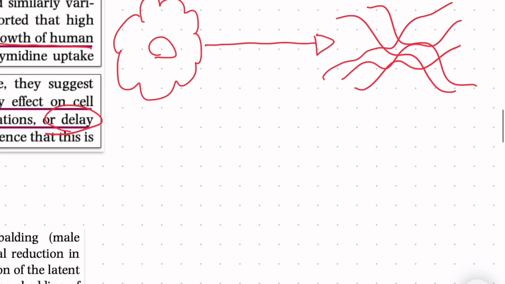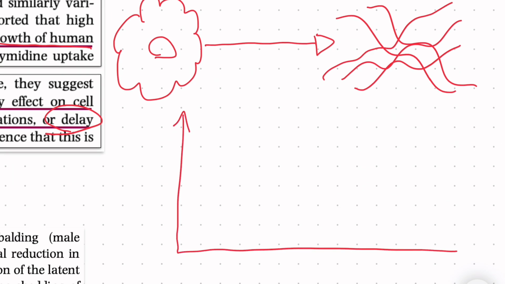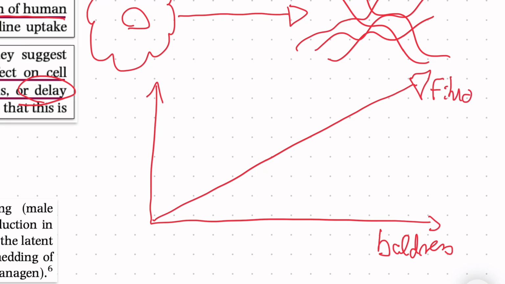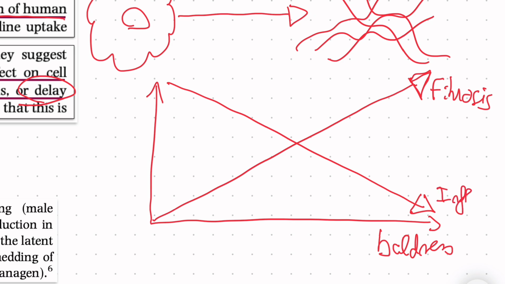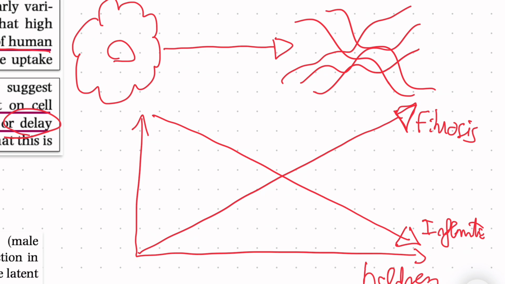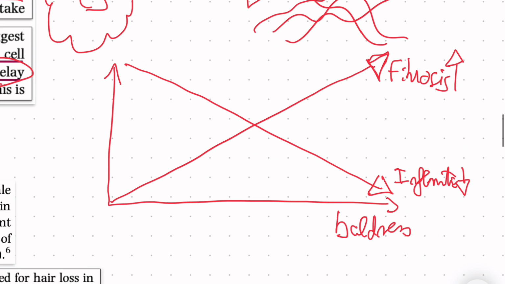And this matters because if we graph this baldness chart, as baldness increases, what we typically see is an increase in fibrotic tissue, right? Fibrosis. This is scar tissue in the scalp. Now, as fibrosis increases, what we typically see is a decrease in inflammation. So fibrosis goes up and it clears up inflammation, but the side effect is baldness.